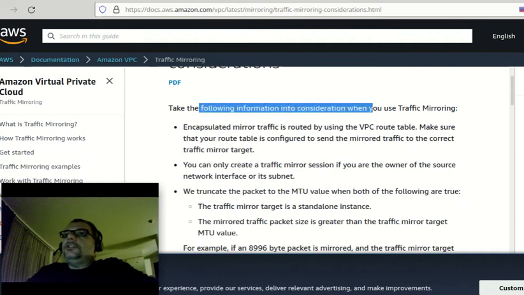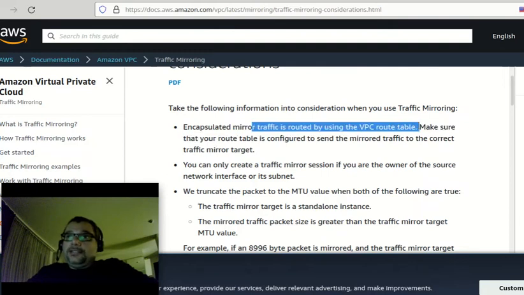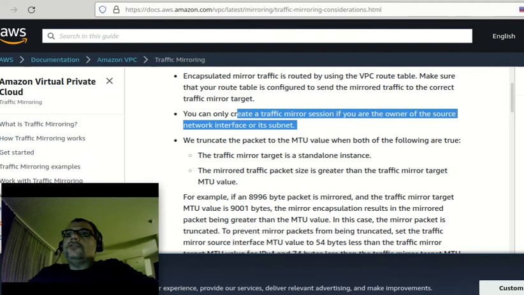Take the following information into consideration when you use traffic mirroring. Encapsulated mirror traffic is routed by using the VPC route table. That means an attacker who changes that can redirect your mirrored traffic first. It's not written here, but anyway, it is obviously between the lines. You can only create a traffic mirror session if you are the owner of the source network interface or its subnet. That means that you risk also doing a lot of VPC peering, and that can enlarge the attack surface.